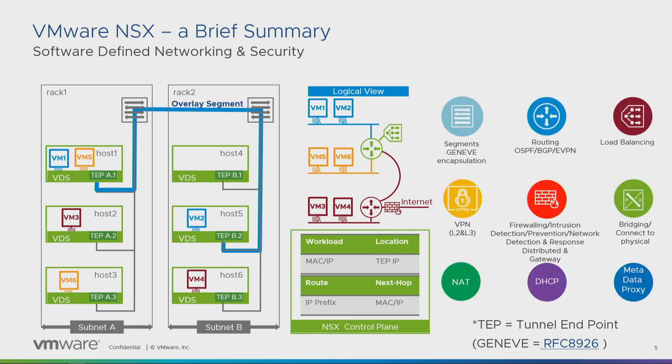Of course, NSX does way more than that. NSX also allows you to put a default gateway on every ESXi host. It doesn't really matter where the VM is. It can go to any ESXi host in the environment and it will always find the same default gateway. So that takes care of routing. It also does load balancing, firewalling, together with intrusion detection, prevention, network detection and response, gateway firewalling, NAT, DHCP services, and a whole lot more.